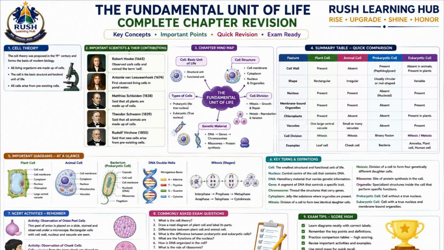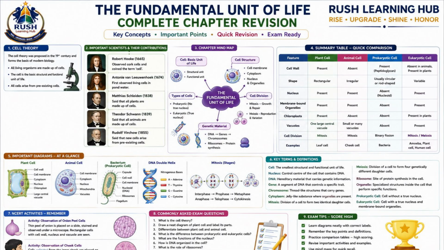Let us begin with cell theory. Cell theory is one of the most important concepts in biology because it explains the fundamental nature of living organisms. The first scientist associated with cell theory was Matthias Schleiden. In 1838, Schleiden proposed that all plants are made up of cells. A year later, in 1839, Theodor Schwann extended this idea and stated that all animals are also made up of cells. Together, these observations formed the basis of cell theory.